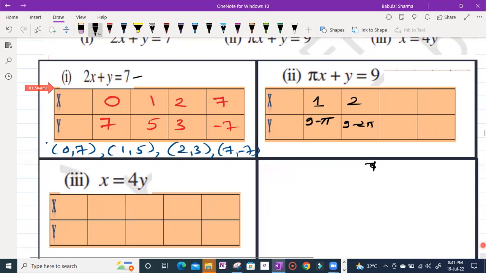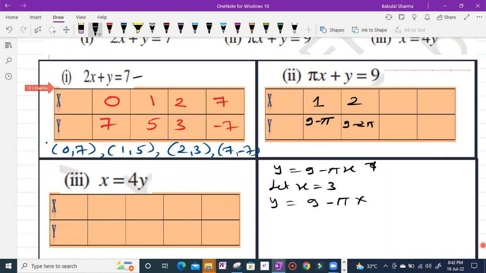See here. The third is we have already written y is equal to 9 minus pi x. Let x is equal to 3. x की कोई रैंडम वैल्यू, कोई भी रियल वैल्यू हम ले सकते हैं, 1, 0, नेगेटिव, पॉजिटिव, इन फ्रैक्शन, यस, रेशनल और इरेशनल। So y is equal to 9 minus pi into 3. So y is equal to 9 minus 3 pi. So if x is equal to 3, the value of y will be 9 minus 3 pi.